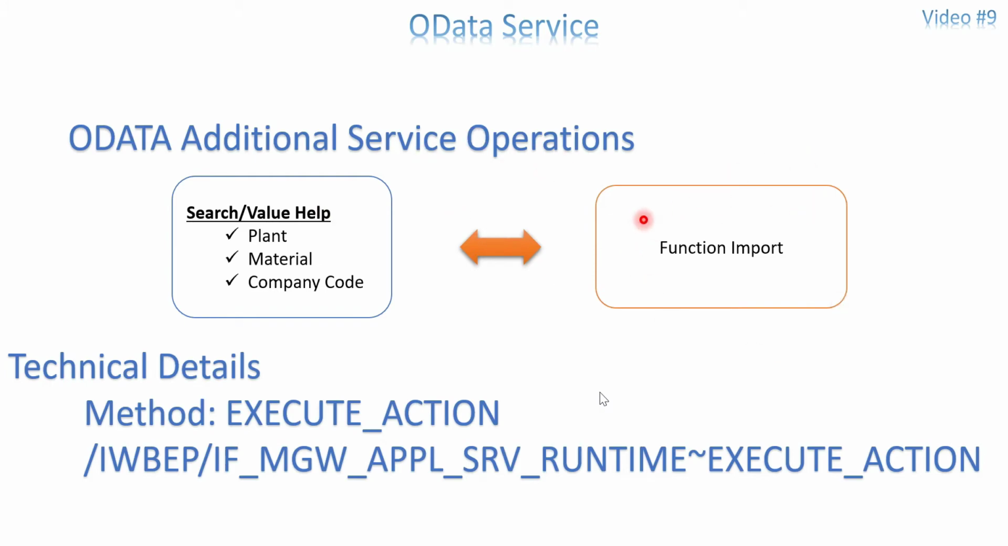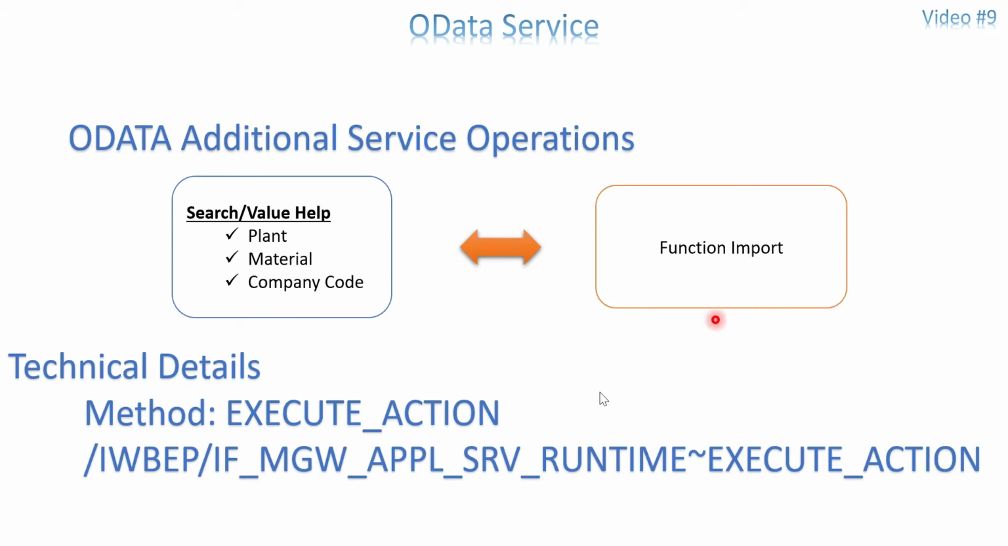It's not like just go and get the information. No, I need to go step by step, where some approval activity has to be carried out. Those things we can do with the function import. So I'm going to repeat the same statement: if you're not able to perform your business need with the normal CRUD operations, then you can utilize the additional service operation in OData, which is nothing but function import. Here, whatever information is requested from the UI, I'm going to do everything in function import.